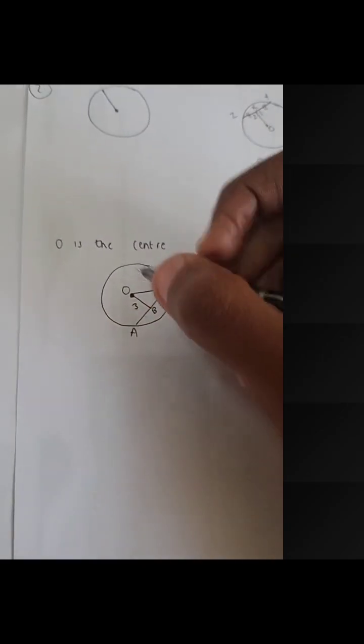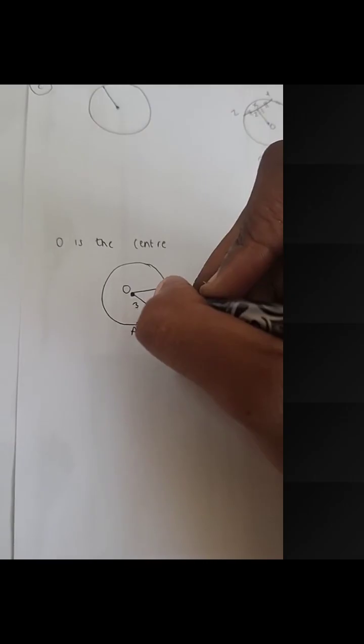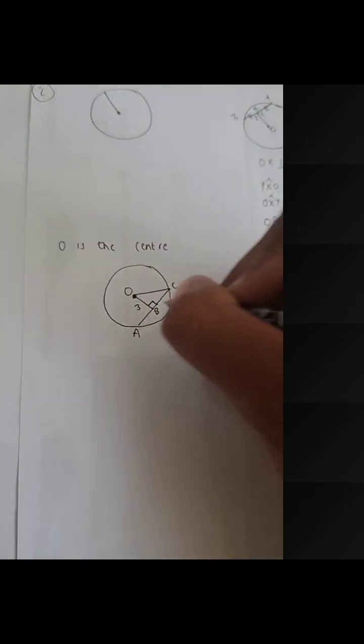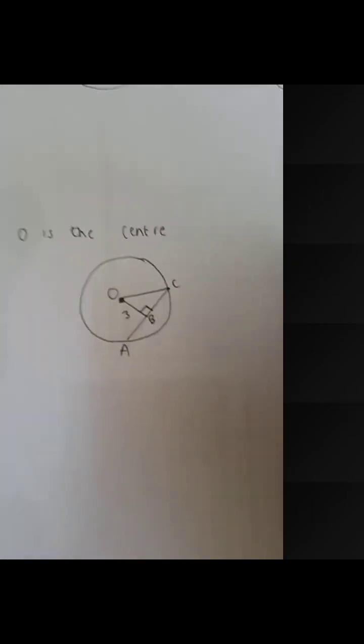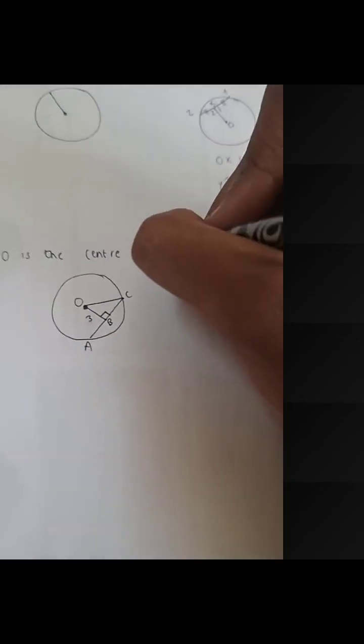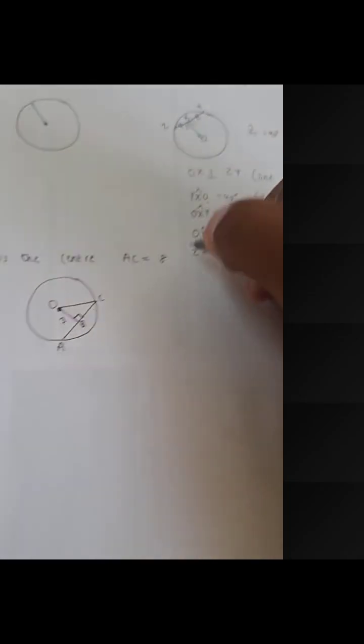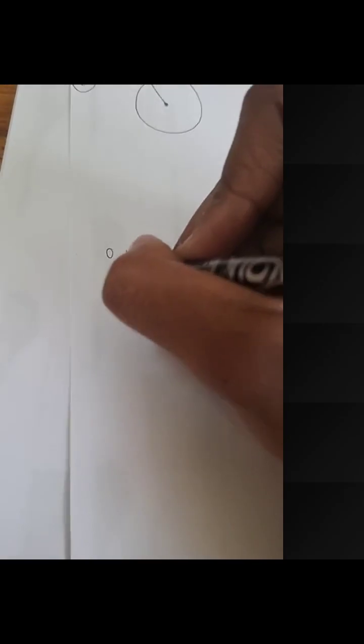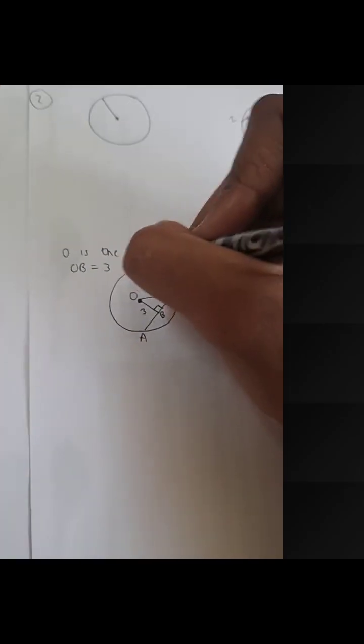I think that it has to do with that, of course. So anyway, O is the center. Let's look at the statement. O is the center. AC is equal to 8. OB is equal to 3.